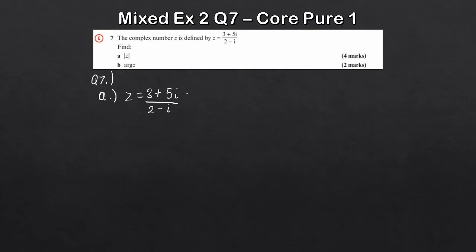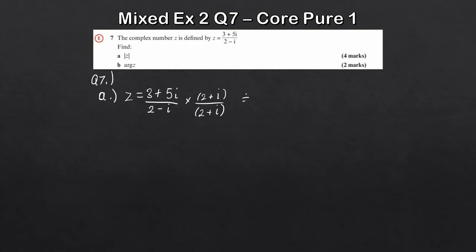At this stage this is a little bit tricky to work with. We can make life much easier. And how would we do that? Well, we just times it through by the complex conjugate. So remember the complex conjugate. This is 2 minus i in the denominator, so we're going to times both top and bottom by 2 plus i. 2 plus i in the numerator, 2 plus i in the denominator.